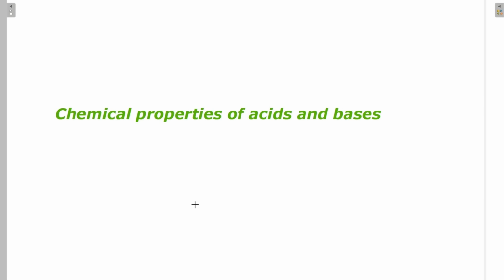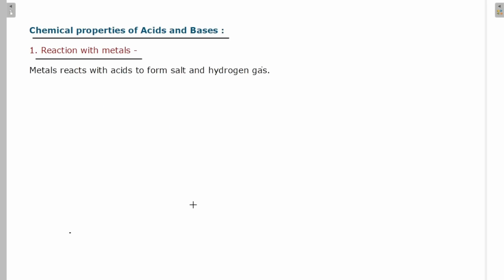Hello, my dear students. In the previous session, we had discussed the introduction to acids, bases, and indicators. Today, we are going to discuss the important topic of this chapter, that is chemical properties of acids and bases. Let's get started. The first chemical property we are going to study is reaction of acids and bases with metals.